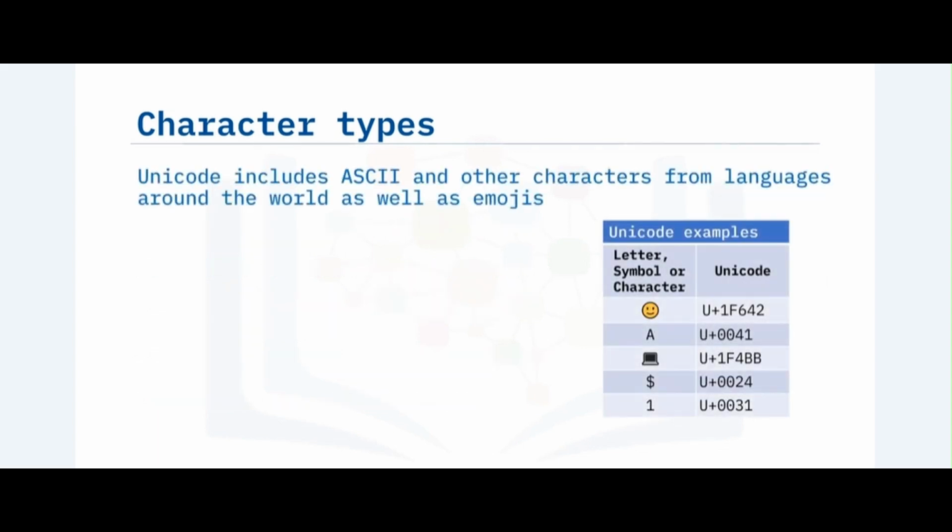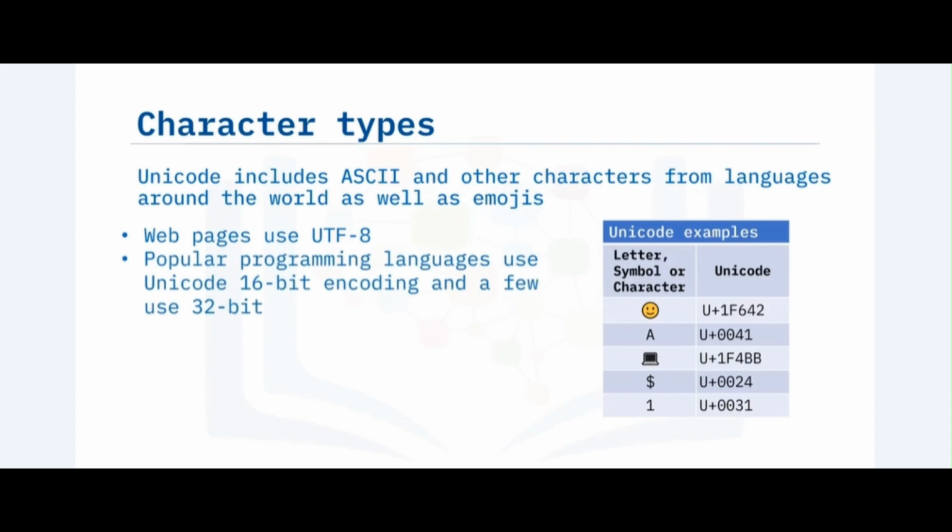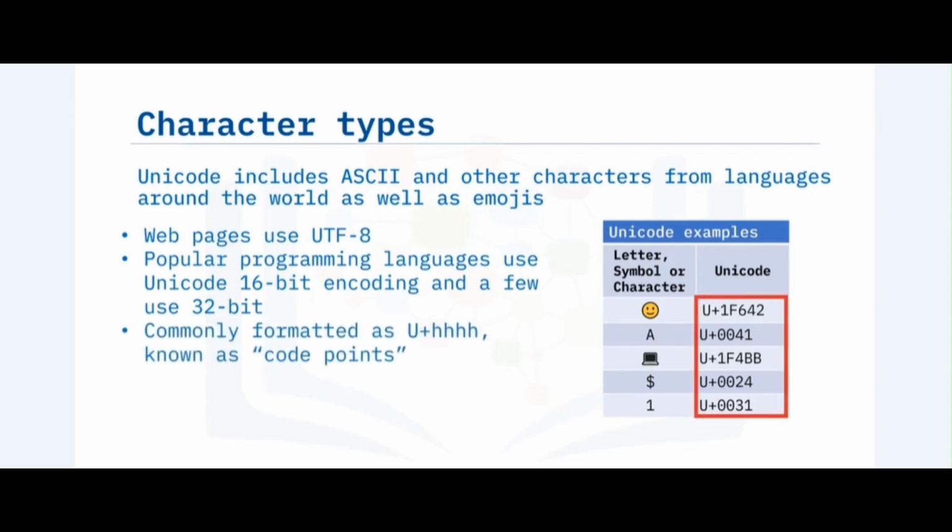Unicode includes ASCII characters, characters from languages worldwide, as well as emojis. More than 95% of the world's web pages use Unicode 8-bit encoding, commonly called UTF-8. Programming languages tend to use Unicode 16-bit, referred to as UTF-16, and a few programming languages use Unicode 32-bit encoding.